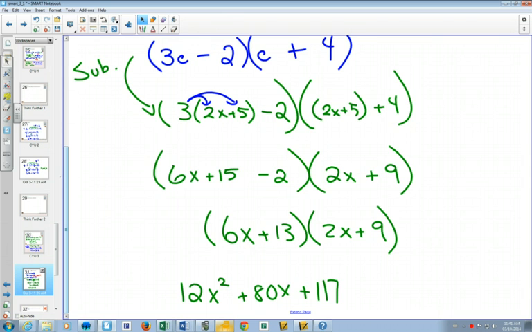Okay, the questions you can do after example 3 are 15 and 16.